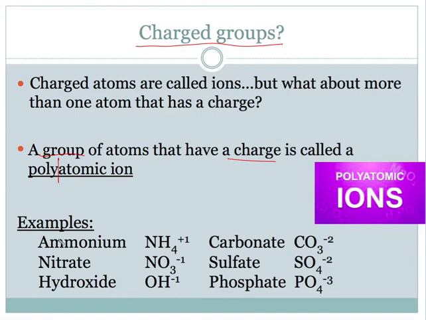I would like you to know these 6. So ammonium is NH4 with a positive 1 charge. So if you see the word ammonium, you know this is the formula. NH4, charge is positive 1. Nitrate is NO3 with a negative 1. Hydroxide is OH with a negative 1. Carbonate is CO3 negative 2. Sulfate is SO4 negative 2. And phosphate is PO4 negative 3. Those 6 I would like you to know. They will be on different quizzes and tests you have coming up. So make sure you're aware of those.